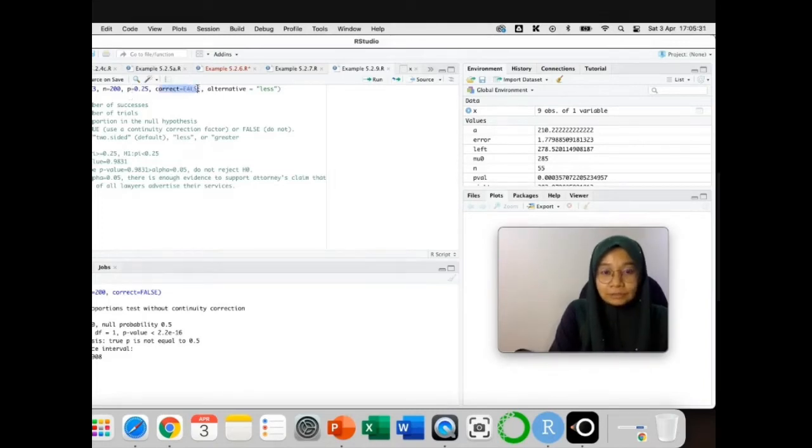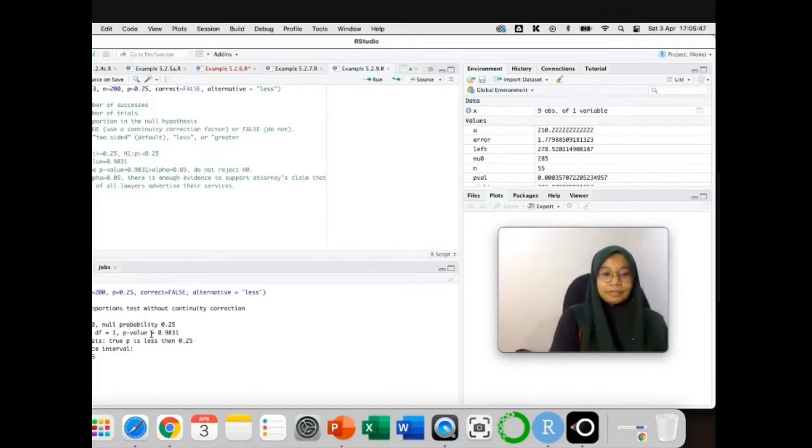Correct false ni adalah continuity correction. Always correct false. Alternative less. Apa maksud alternative less? Alternative less, this is the left tail. Okay, just run it. Okay, you will get the p value. P value is equal to 0.9831. So, this one is the solution.